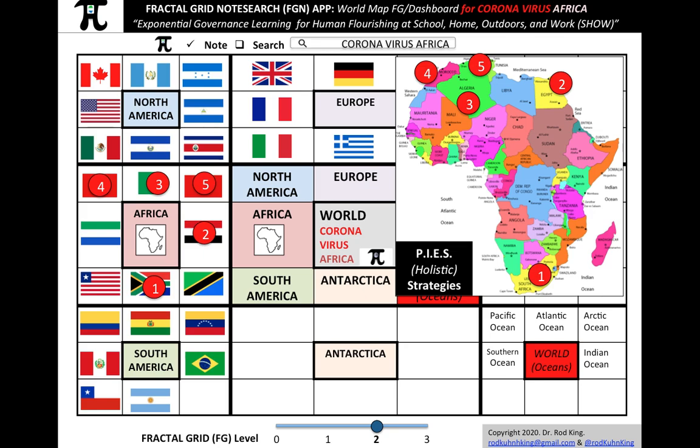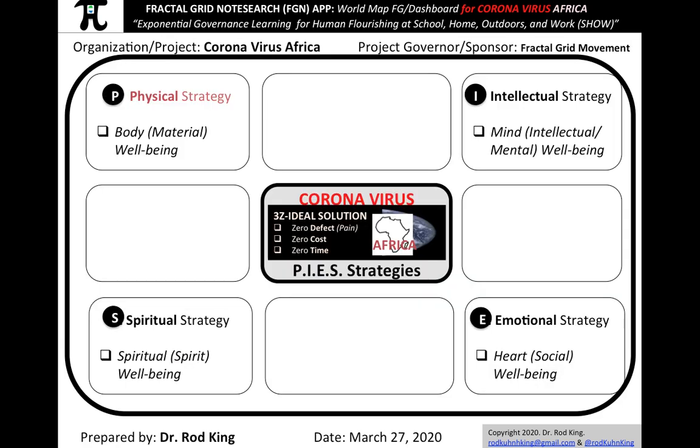What we would like to point out is that the current approach to dealing with the coronavirus focuses on just physical strategies. If you are considering humans as holistic beings, you should consider 4 aspects: the physical aspect, which deals with the body; the intellectual aspect, which deals with the mind; the emotional aspect, which deals with the heart or social relationships; and the spiritual aspect, which deals with the spirit or soul. These 4 aspects should be considered in a holistic strategy for dealing with the coronavirus.